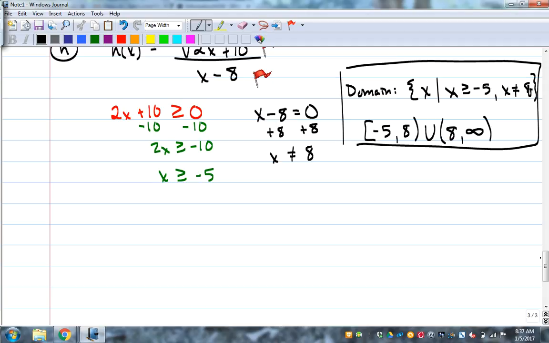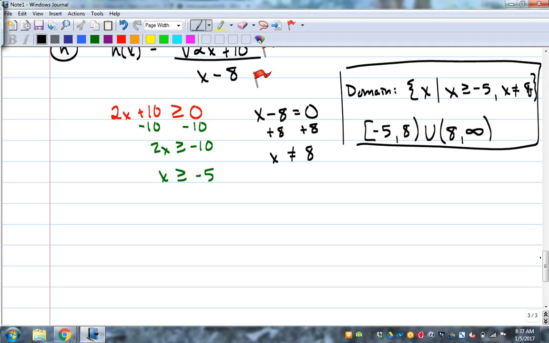All right, so that helped us with the first red flag. Let's find the second red flag stuff. What do we do with it? Set it equal to 0. x minus 8 is equal to 0. Solve it. So x can equal 8. Yeah, that's the number that's going to be thrown out.